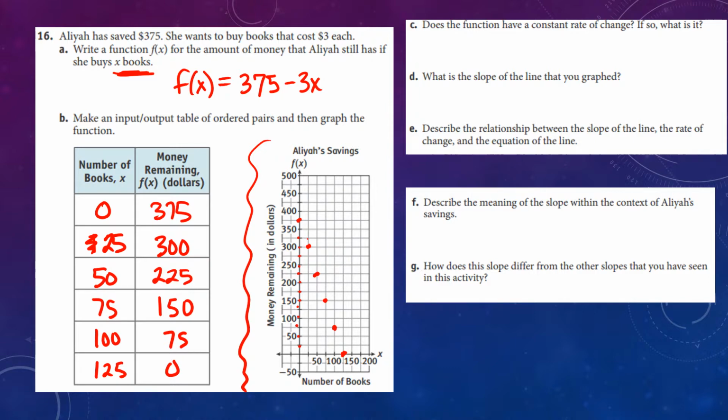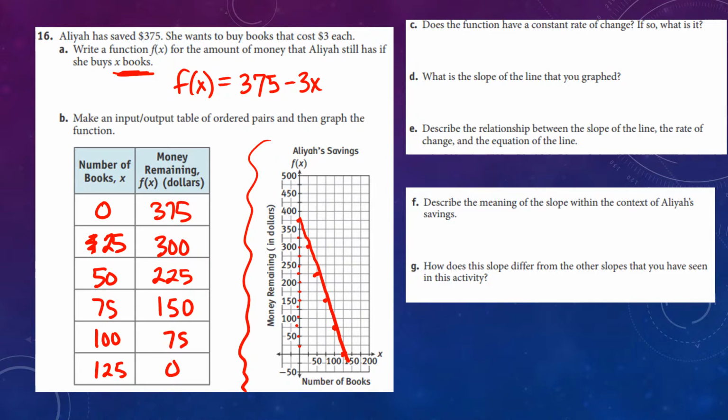Now, there's other amounts of books she can buy in between, so we'll go ahead and connect that, because even though she couldn't buy half of a book, if this scale is going by 25s, there's certainly numbers of books in between there that she could buy. She could buy 7 books or just 1 book, so we'll fill that in.